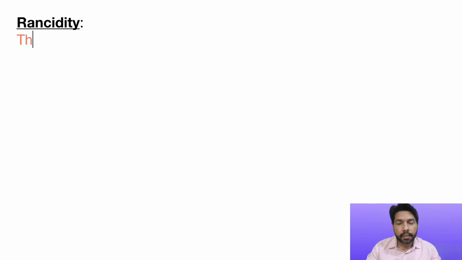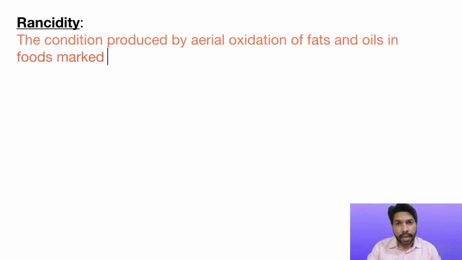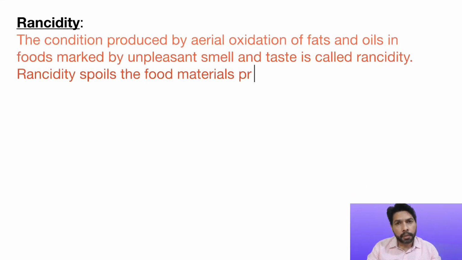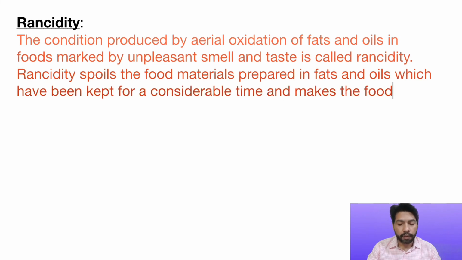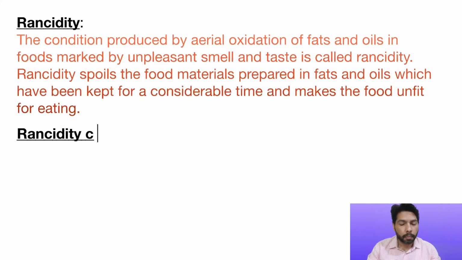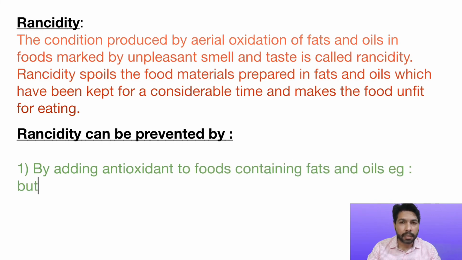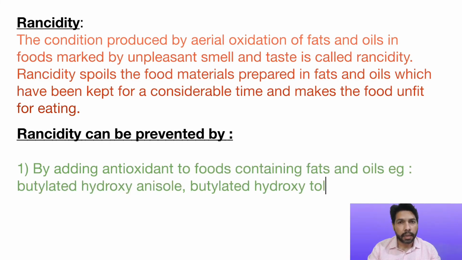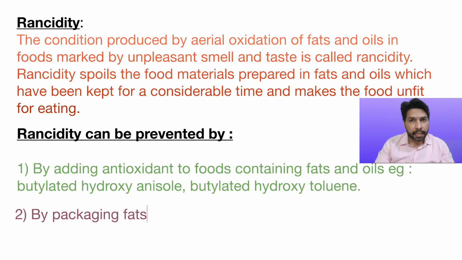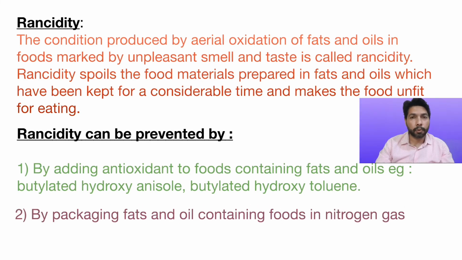Second is rancidity. So what is rancidity? The condition produced by aerial oxidation of fats and oils in food marked with smell and taste is called rancidity. That means you will observe that foul smell comes out from the food and its taste also changes. So that means the food has gone rancid. That means it is now unfit to eat. So how can this be prevented? How can rancidity be prevented?